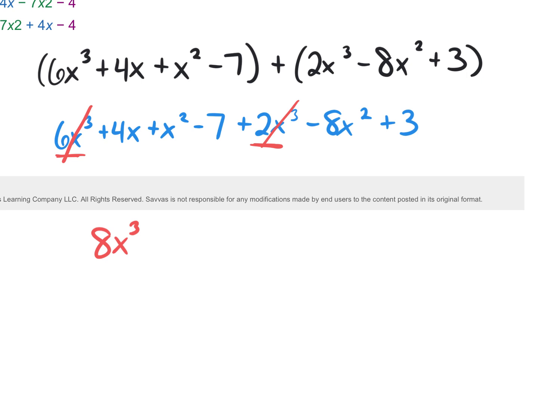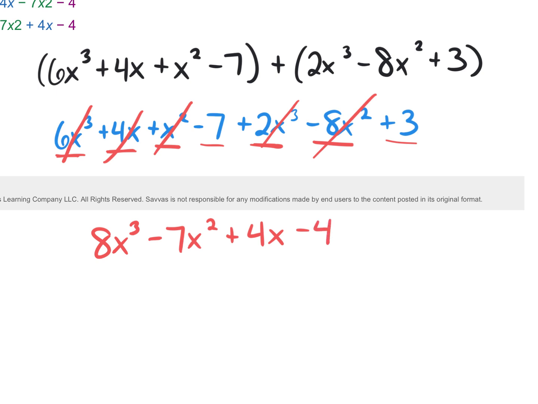Okay, what do I want to combine next? The squares. Yep. x squared minus 8x squared, which is... careful. Negative 7x squared. Okay. What's my next term going to be? 4x. Is there a like term with 4x? No, so that one's just going to stay the same. And then what are the last two things I can combine here? Negative 7 and 3. Negative 7 plus 3 is? Negative 4. Okay. You know you're done when you can't simplify anymore and your answer is written in standard form.